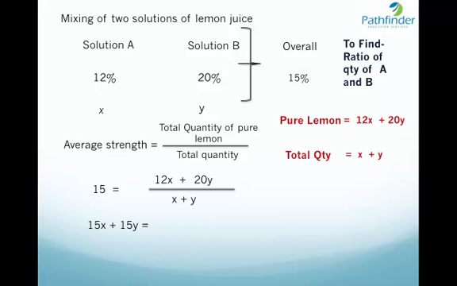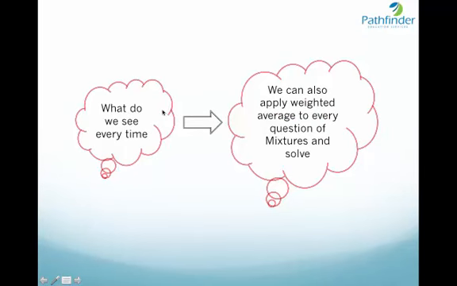On simplifying this, we get 15x plus 15y is equal to 12x plus 20y, and 3x is equal to 5y. So what is the ratio of x upon y? The ratio of x upon y is 5/3. This is the ratio in which solution A and solution B must be mixed. So what do we see every time in the last 3-4 questions? We saw that we could apply weighted average to each one of the previous 3-4 questions.